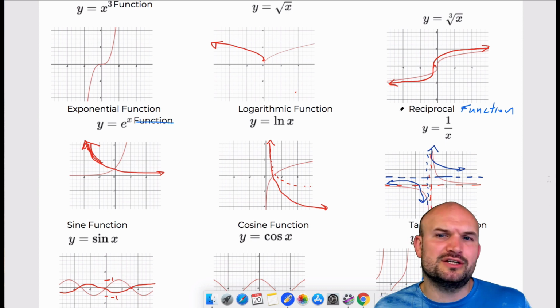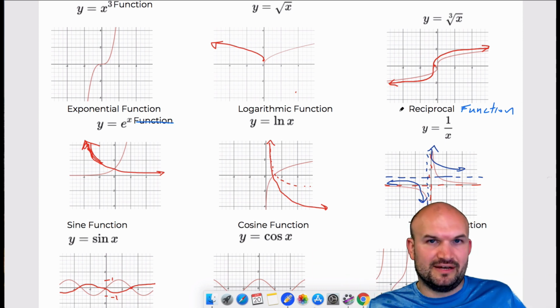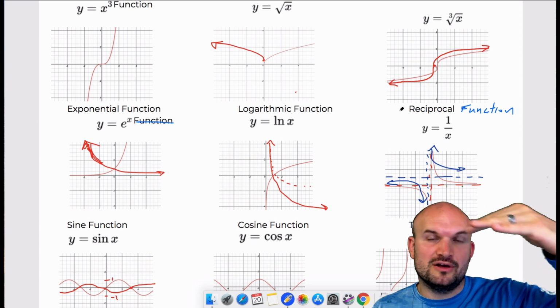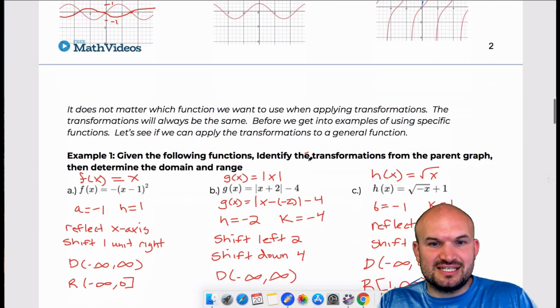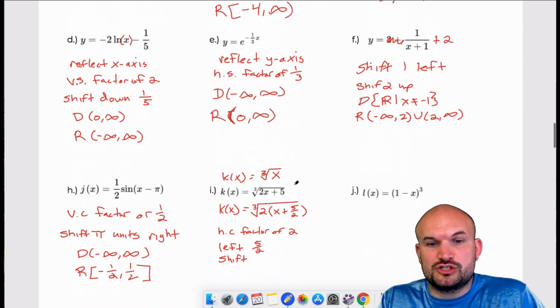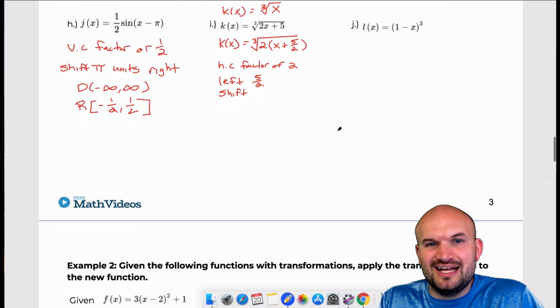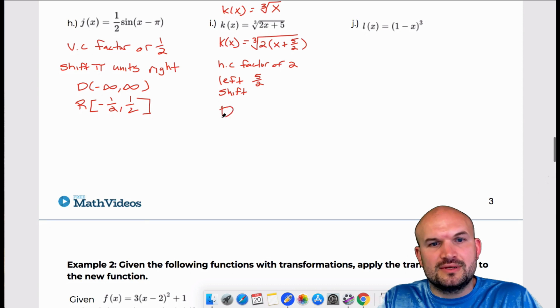The main important thing to understand, though, is the graph is going to continue going left and right. It's going to continue going up and down. So the domain and range are unaffected by these transformations. Since there were no restrictions on the domain and range to begin with, the transformations are not going to affect it. So domain is going to be negative infinity to infinity, and the range is going to be negative infinity to infinity.